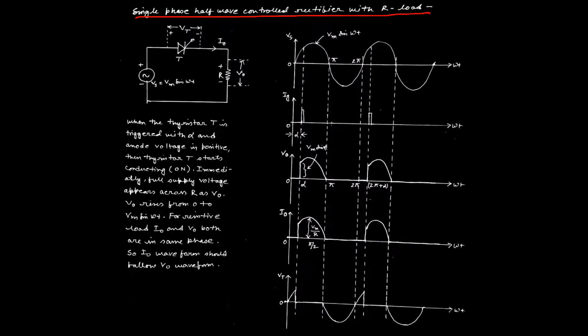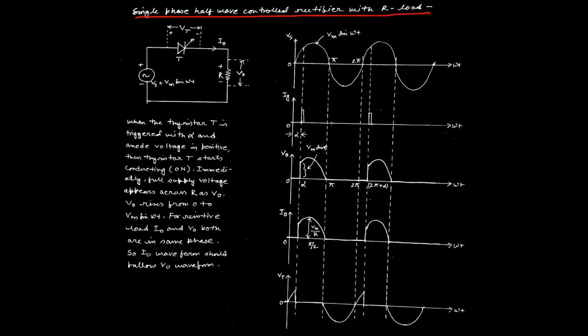Similarly, we should draw the voltage waveform across the switch, which will exist in the interval from pi to 2 pi plus alpha. Then we apply the next triggering pulse in the next cycle, starting at 2 pi plus alpha. Automatically the switch will be on, and the output voltage will follow the input voltage. That means the next cycle will be repeated in just this similar way.